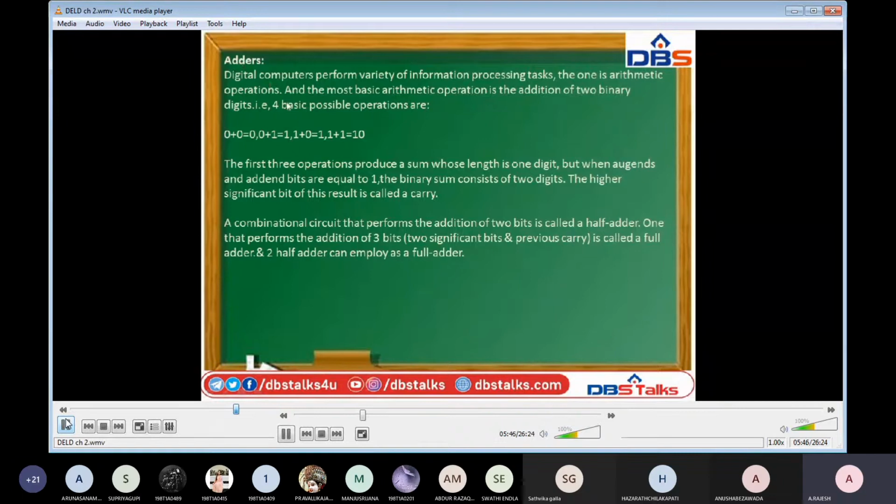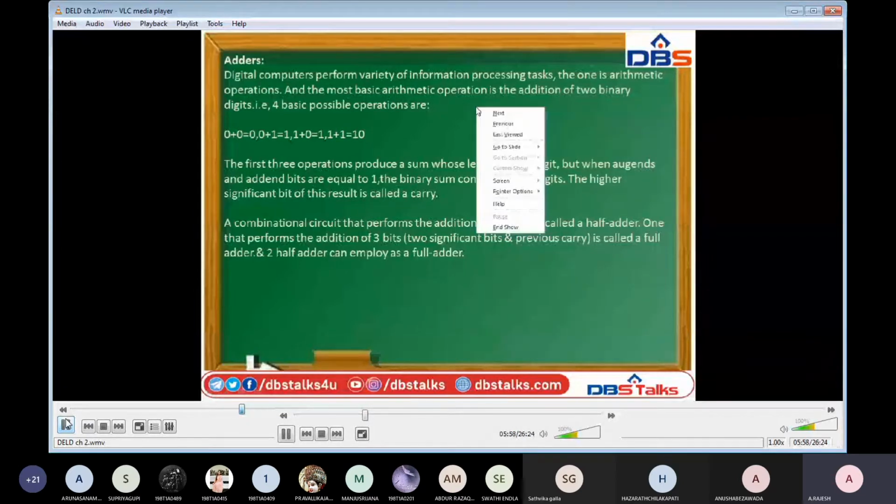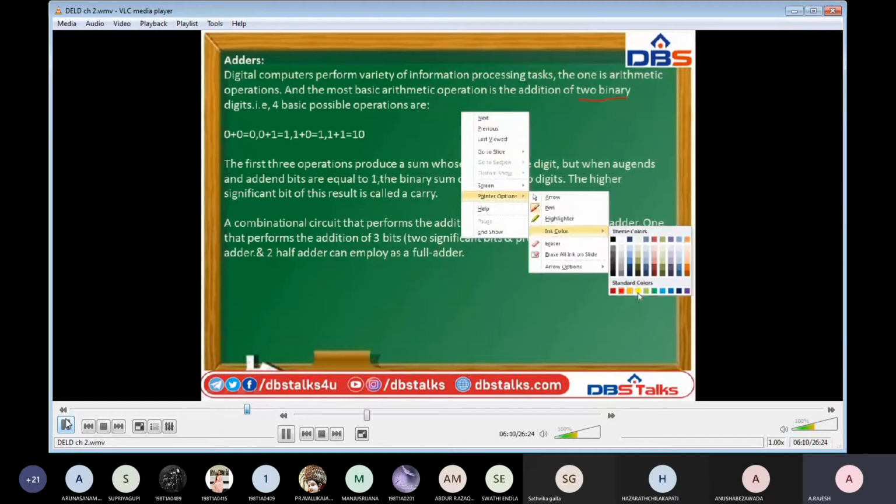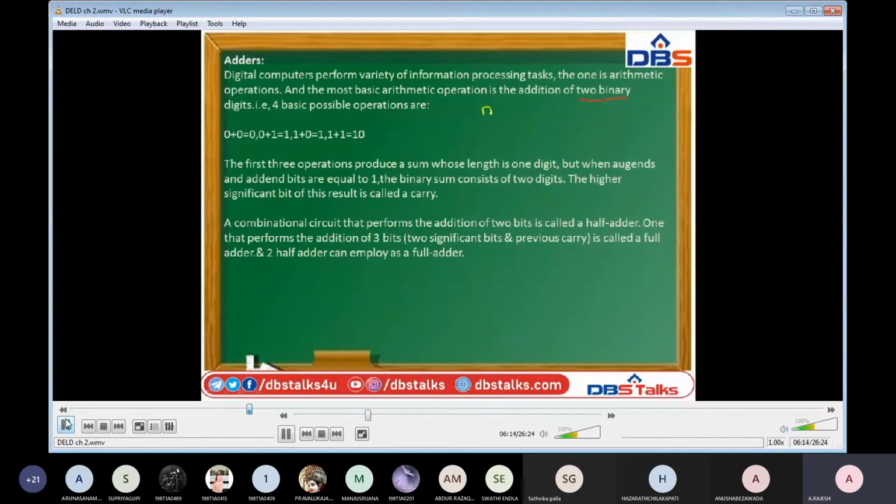Mostly, whatever data we are processing through a digital system is nothing but additions. For example, they have taken the basic arithmetic operation, that is addition of two binary bits. Let A and B be the two inputs, right? And let there be a sum.